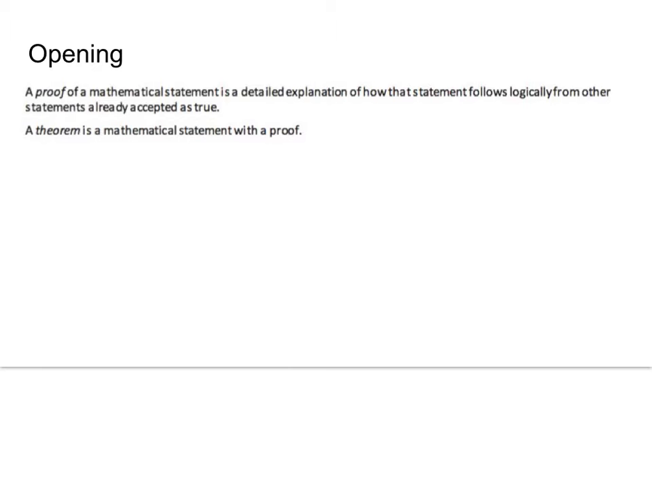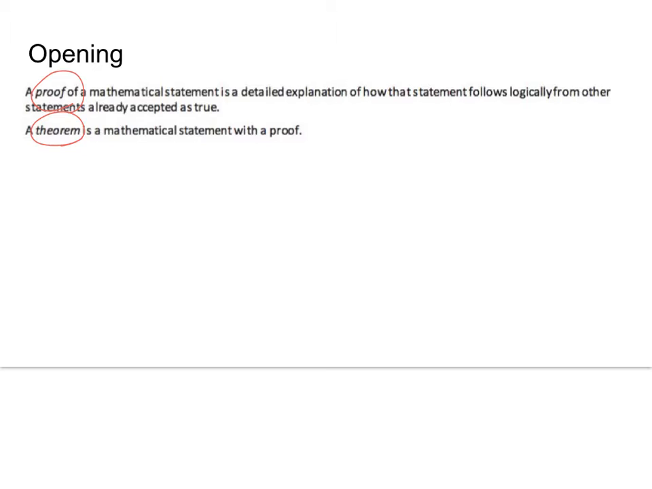So, first of all, what is a proof? I know this is day 3 on proofs, but let's talk a little bit about what a proof is. A proof of a mathematical statement is a detailed explanation of how that statement follows logically from other statements already accepted as true. A theorem is a mathematical statement with a proof. So that's just a little bit about what a proof is and what a theorem is.